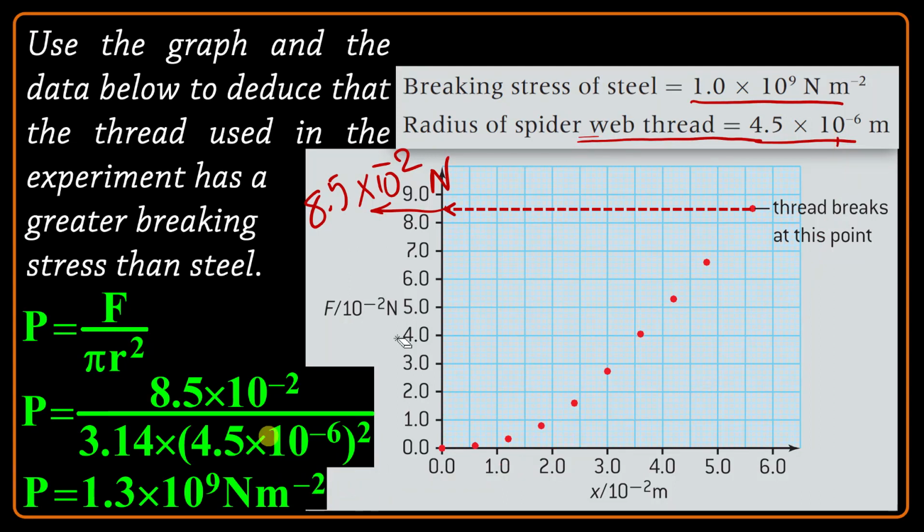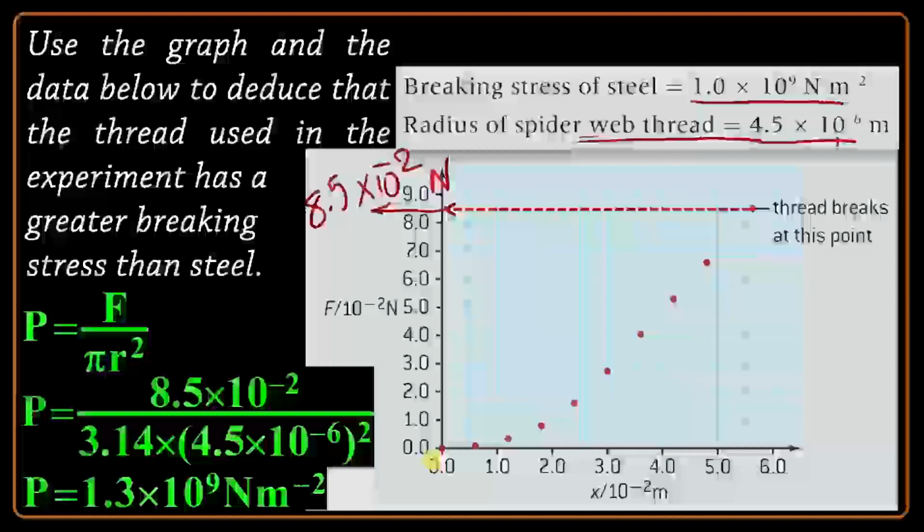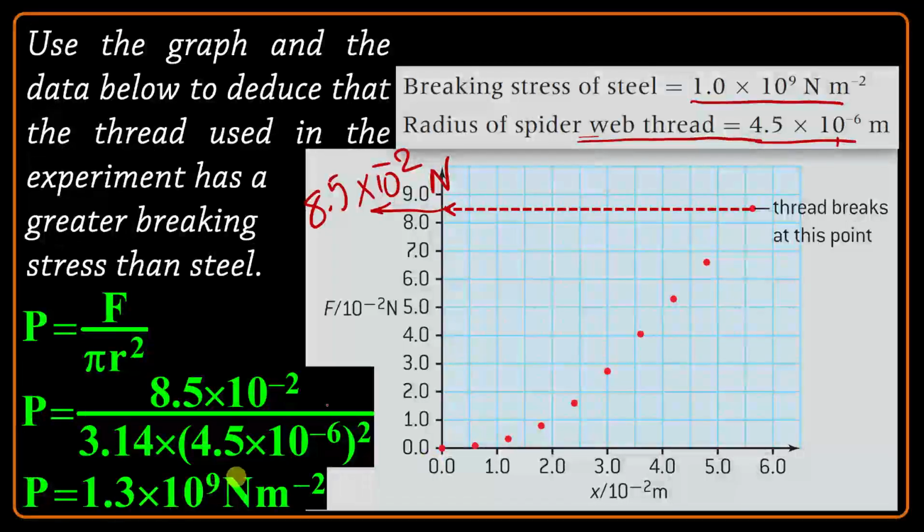It's interesting. As you see, the stress you need to break the thread, the spider's web, is 1.3 times 10 to the 9, but for the steel, it's 1 times 10 to the 9. It's more resistive than steel. It's interesting.